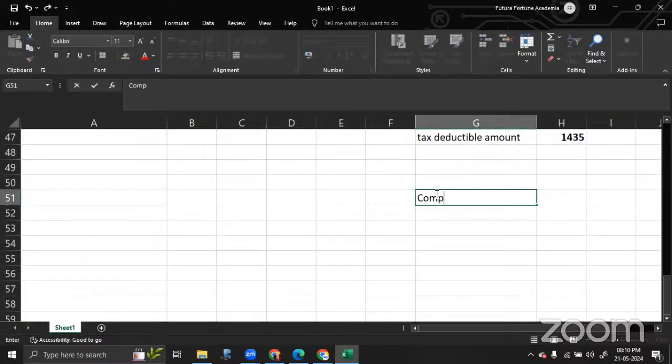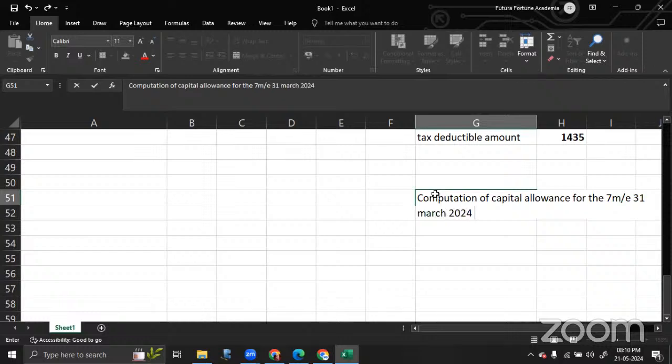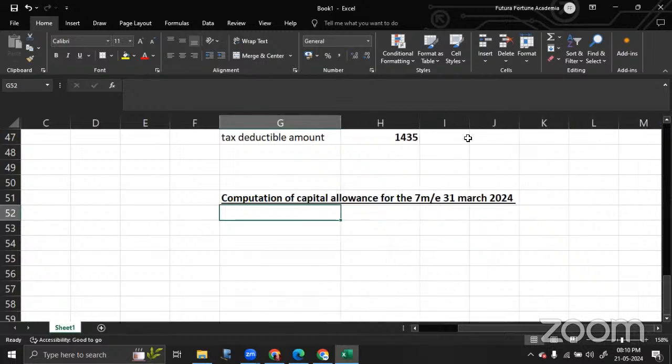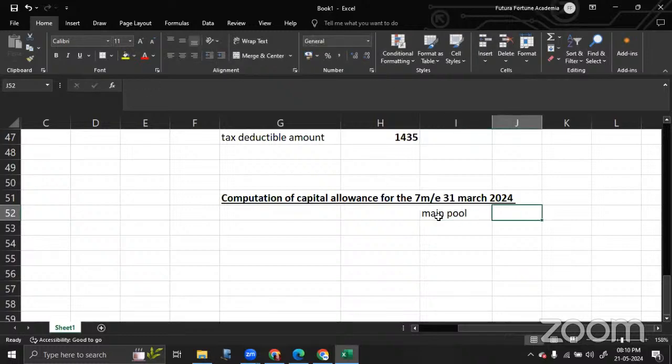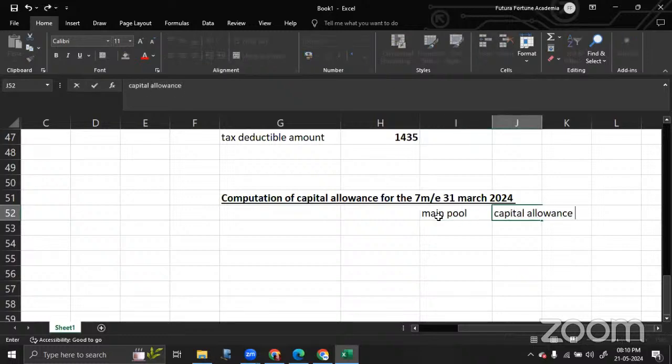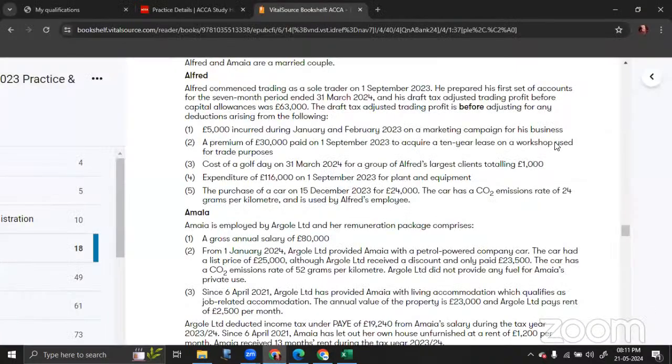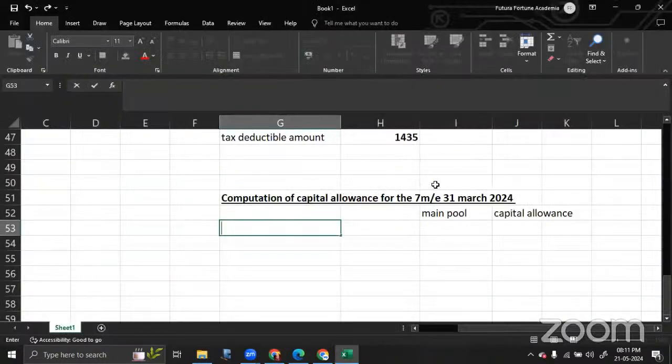So computation of capital allowance for the 7-month period ended 31st March 2024. You'll start off with a blank column, and then you need a main pool and a capital allowance column. Was there any TWDV brought forward? No, it's a new business, so there is no TWDV brought forward.